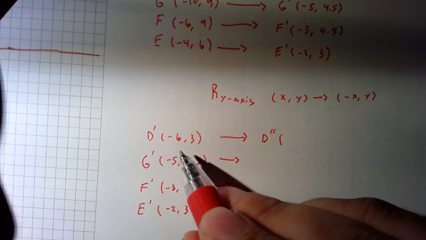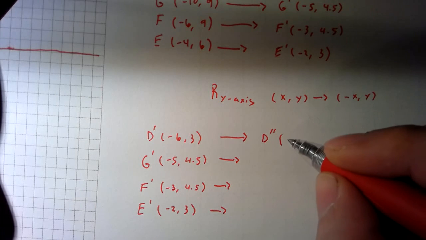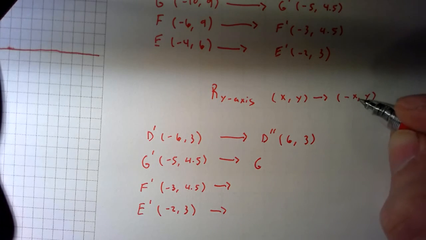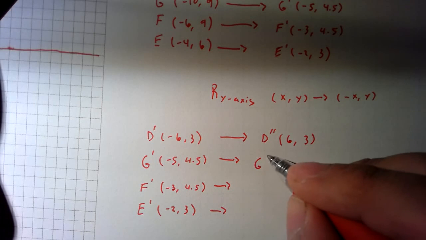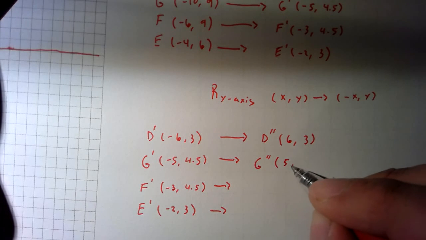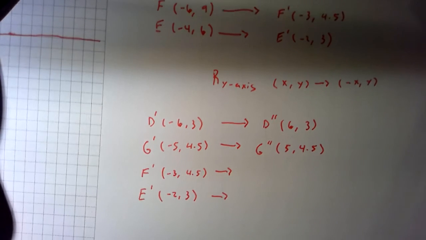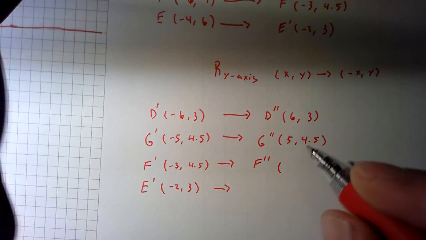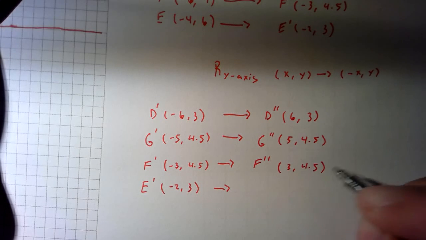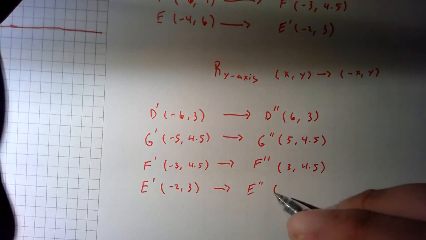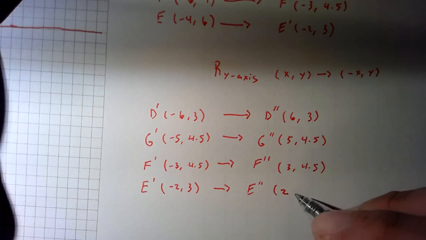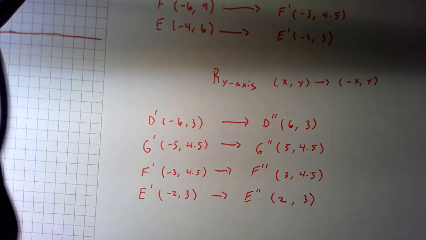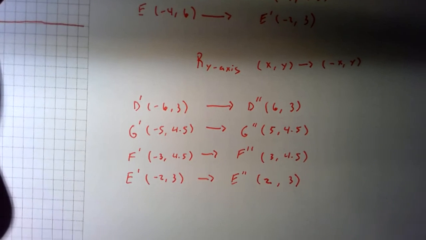So D double prime here is going to be what? That's going to be (6, 3). Remember, we're only just flipping the x value, the sign of the x value. G double prime gives us (5, 4.5). F double prime gives us (3, 4.5). And E double prime gives us (2, 3). Okay, very nice. So we have just applied the second transformation.